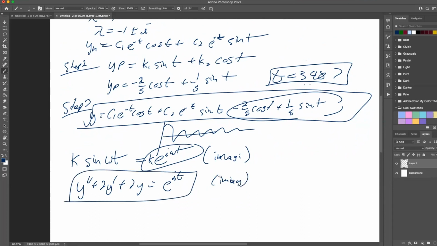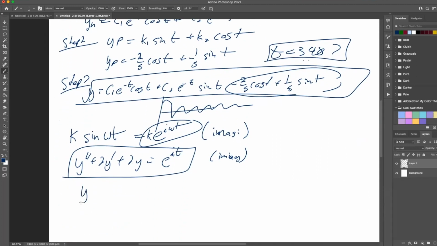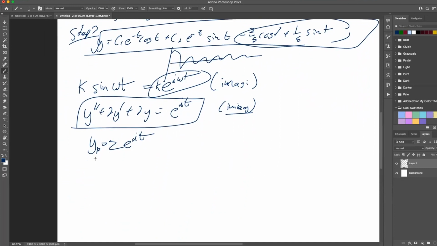Can you solve this one like you solved the other one? Yeah. And what you're going to get? Well, this is the same, right? This didn't change. Our y particular is going to be a different guess. We're going to guess y_p will now be some complex number times e to the it. And then at the end, we're going to take the imaginary part. So let's do that. So it's y_p prime and y_p double prime.